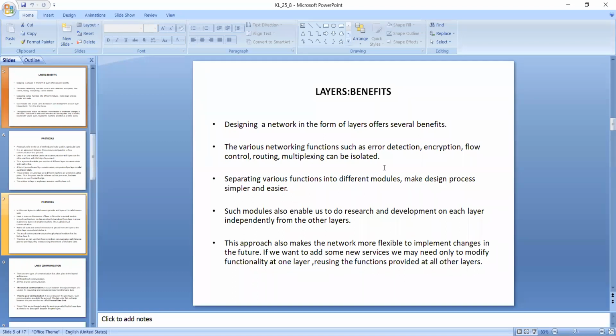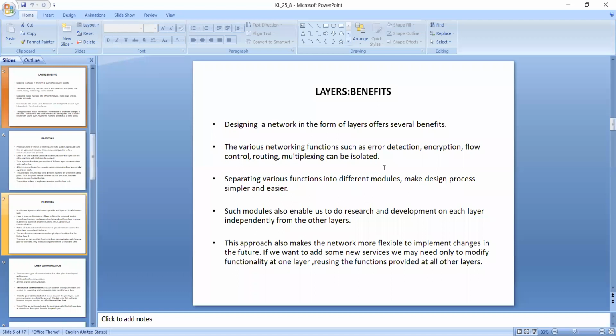For example, if one layer performs error detection, layer 2 performs encryption, and layer 3 performs flow control, likewise different layers are performing different functions. So error detection is isolated from encryption, and encryption is isolated from flow control. The two networking functions are not intermixing or colliding, because each function is performed by a unique layer. So there is no confusion. That is the first advantage.